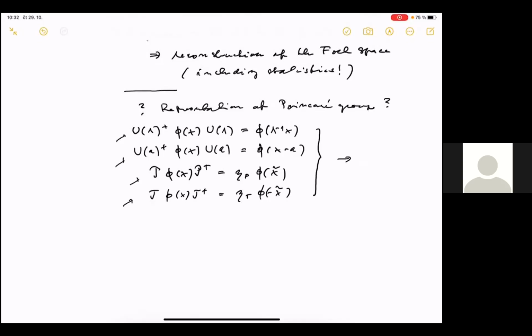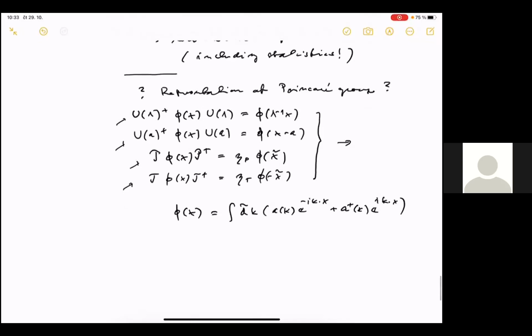Well, this is in fact a rather easy exercise. Simply using our expression for the field in terms of creation and annihilation operators, and inserting this, for instance, into the first equation, and simply comparing both sides of this equation using the fact that these exponentials are linearly independent, so the coefficients of these exponentials on both sides should be equal, you simply obtain what we expect, namely this relation, for instance. And so on.